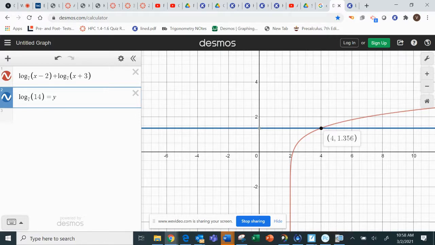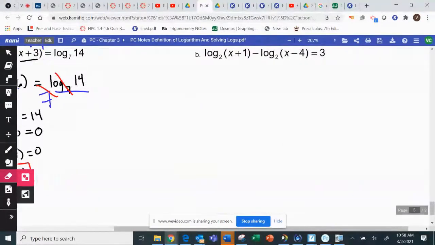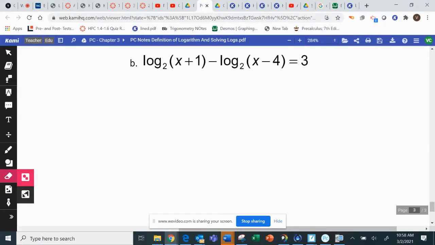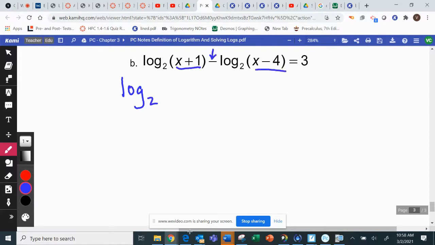Okay, back to the notes. So here's a second one. And we're going to condense this so we don't have two separate logarithms. So I'm going to have a log base 2. But what do I do with this stuff when I have a subtraction sign? Using our properties that we just went over, we divide. So we will have x plus 1 over x minus 4.